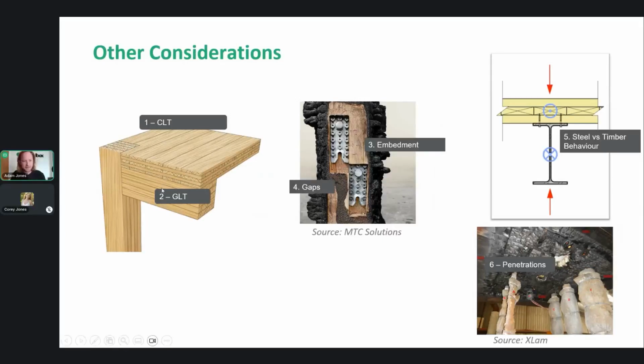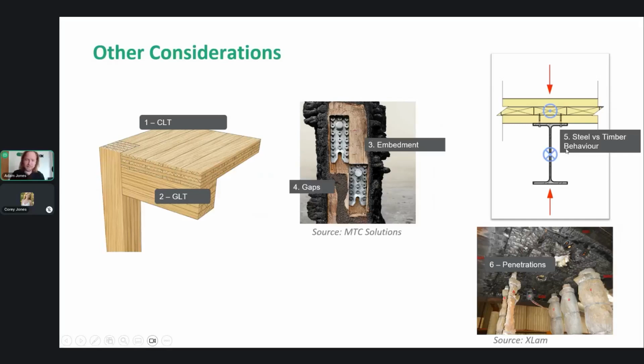So think about a connection detail with a glulam beam and a CLT floor. You've got different compliance pathways for both. There's different char models available and how they work. We're going to cover that later today. Or if you think about a connection, there's different things going on. What about gaps between the connection? Can the fire actually approach the metal connectors prior? And how do you deal with those gaps? How much embedment? So in this instance, timber's protecting the actual connection.